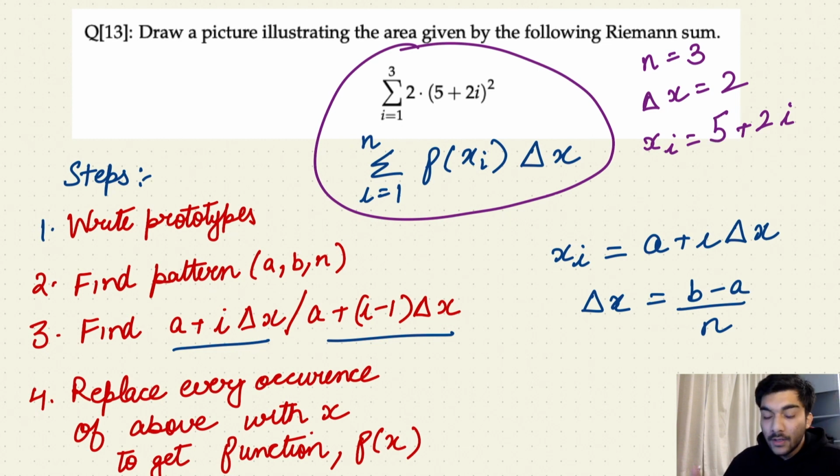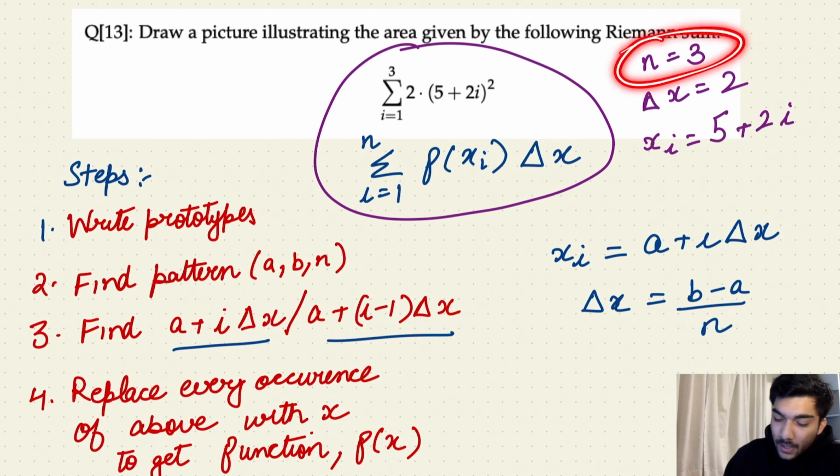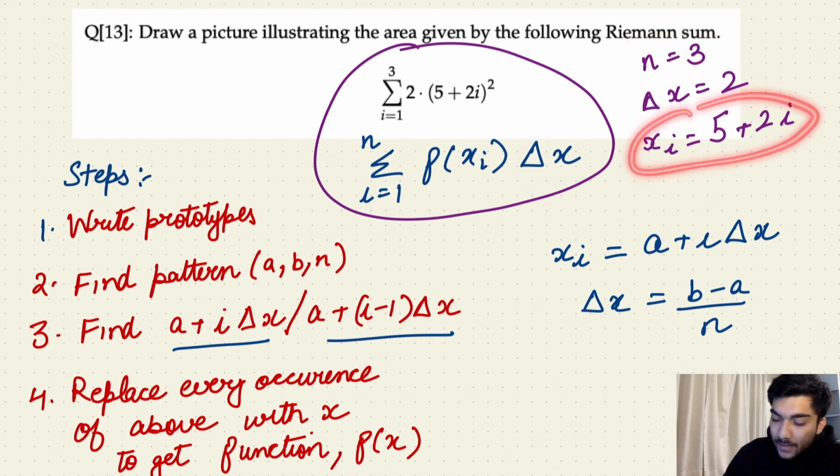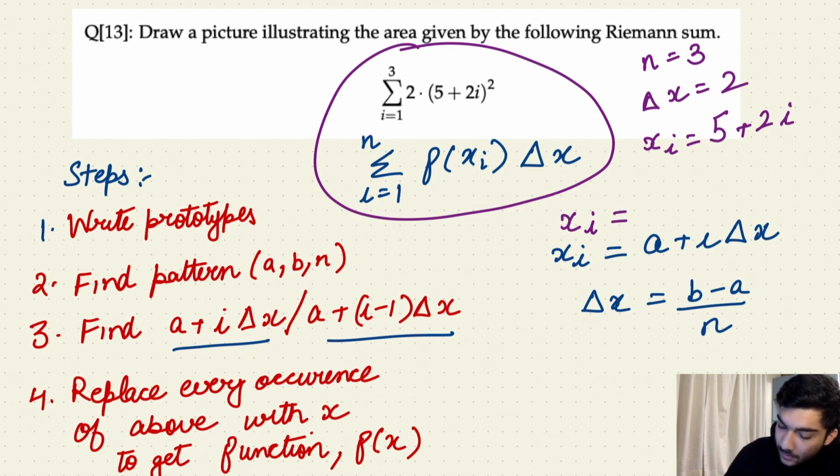Right? So now I've written all the components which I visually see with just comparing both of those sigma notations. So my step 1 is done. My step 2 is to find the pattern in order to solve for a, b and n. And I clearly see my n is 3, my delta x is 2 and my xi is this. And if I write my xi again, above this expression, above the general expression of xi, I see this thing.